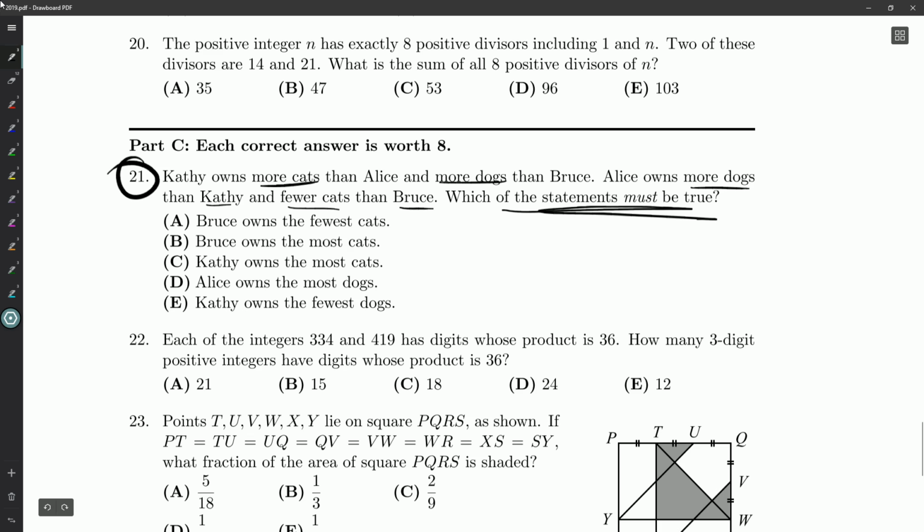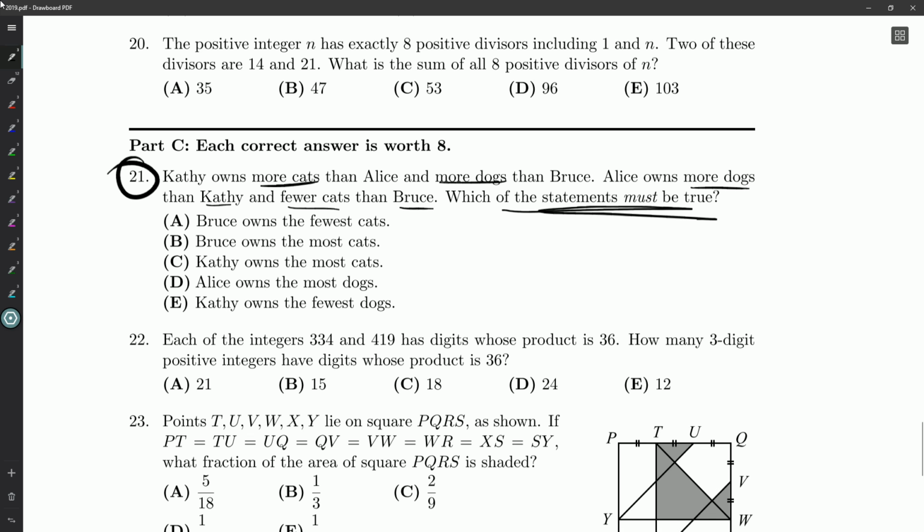So we've got a lot of statements. Bruce owns the fewest cats. Alice owns the most dogs. Kathy owns the most cats. Those sorts of things. So they've given us some comparative information. I don't know exactly how many cats Kathy has or how many dogs Bruce has, but we can solve the question without knowing the actual amounts because we can compare them.